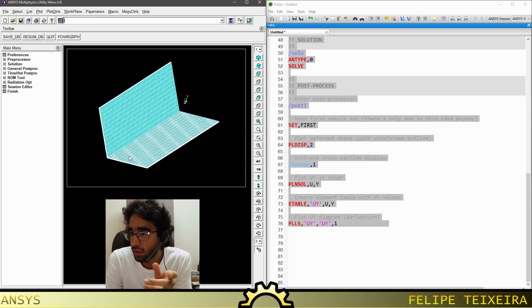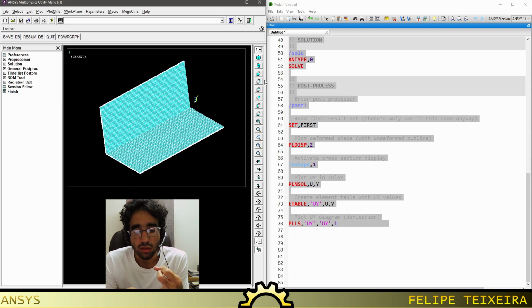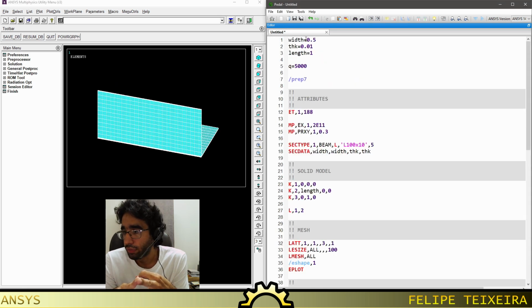So this was our next level of development in this problem. We began with the analytical analysis, then we used ANSYS graphical user interface mode, then we used ANSYS in APDL mode, and we parameterized the APDL code to be able to quickly change our geometry.